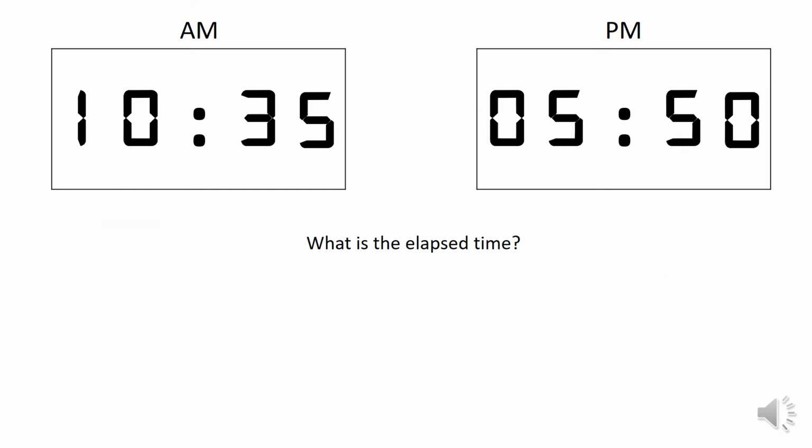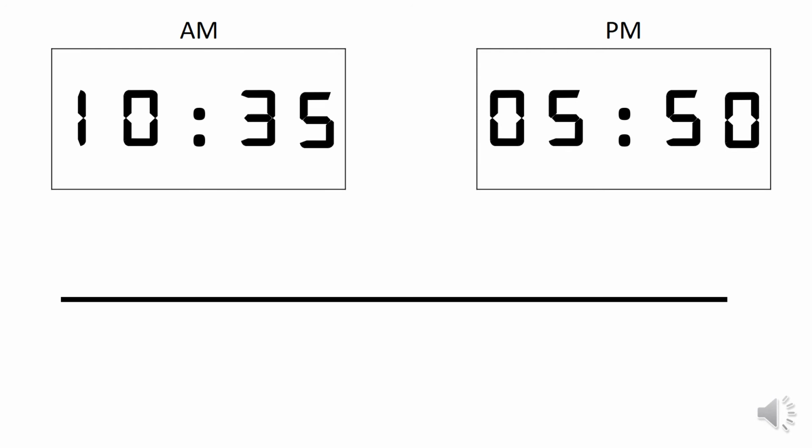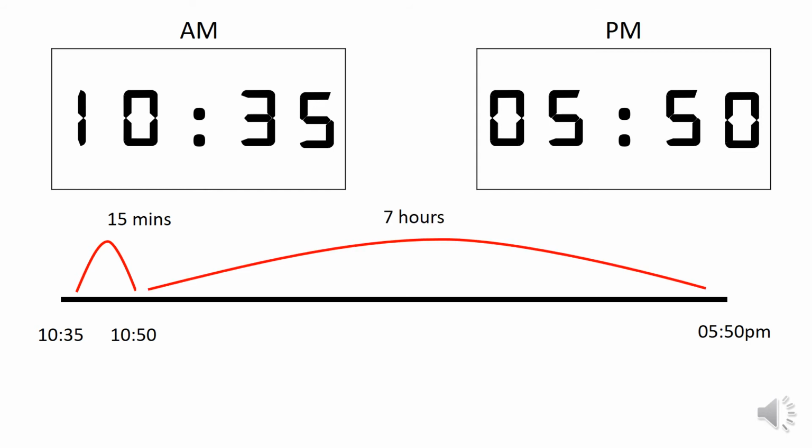Let's try this one. 10:35 in the morning and 5:50 in the evening. What is the elapsed time? Take a pause in the video. I draw my blank number line, put the 2 values on. My first jump, I'm going to jump 15 minutes, and this gets me to 10:50. And I'm going to jump on 7 hours, and this gets me to 5:50. So in total, 7 hours and 15 minutes.